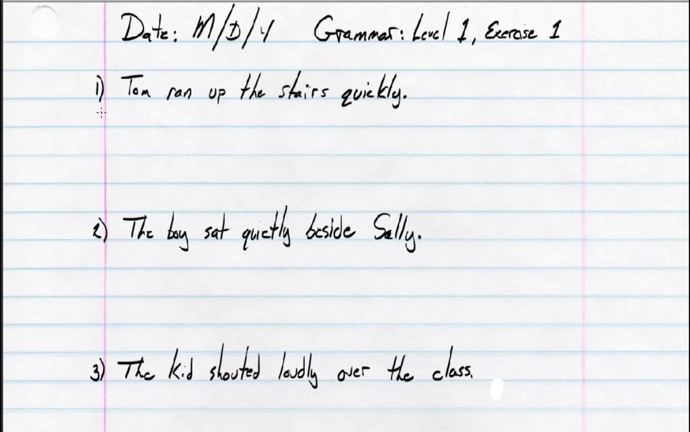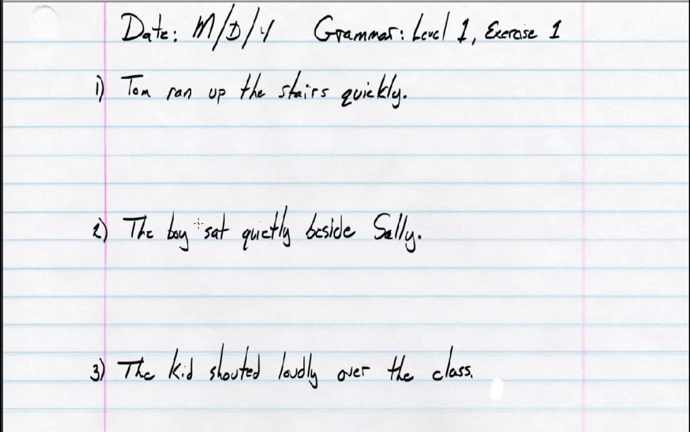Number one, Tom ran up the stairs quickly. Number two, the boy sat quietly beside Sally. And number three, the kid shouted loudly over the class. Once again, Tom ran up the stairs quickly. Number two, the boy sat quietly beside Sally. And number three, the kid shouted loudly over the class.